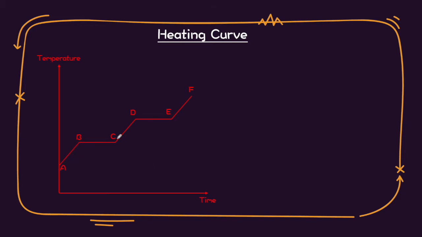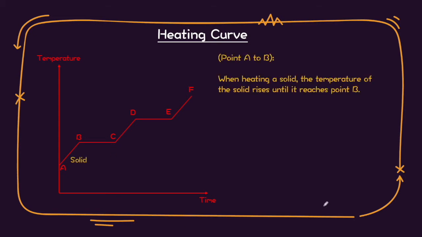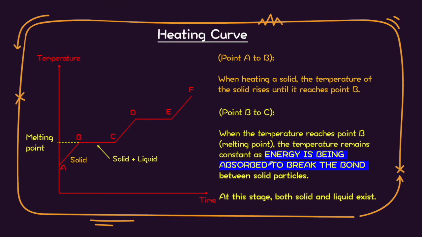Okay, so imagine starting from a solid. From point A to B, when heating a solid, the temperature of the solid rises. Why? Because at this stage, your solid is receiving energy and it will vibrate more and more, until it reaches point B. At point B, take note, your particles all keep on vibrating until they have received a sufficient amount of energy to break the bonds between the solid particles.